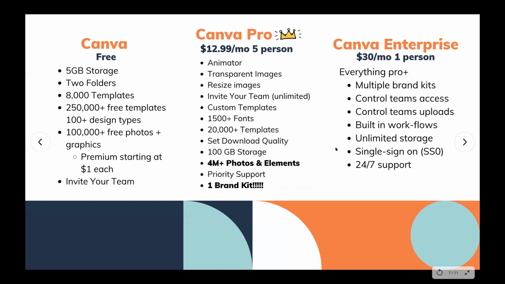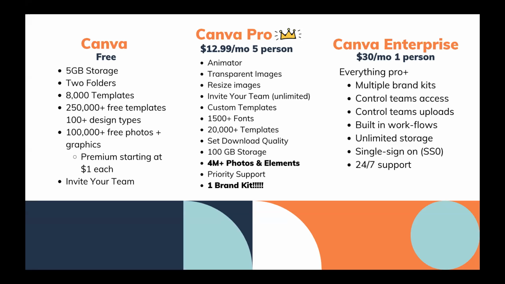Now I'm going to quickly compare the different types of Canva. The free Canva is what most people use. It gives you 5 gigabytes of storage. You can create 2 of the folders I was pointing out. You have 8,000 different templates for different types of content. You also have a lot of different photos, like I was saying, and those graphic stickers and animations that you can access.